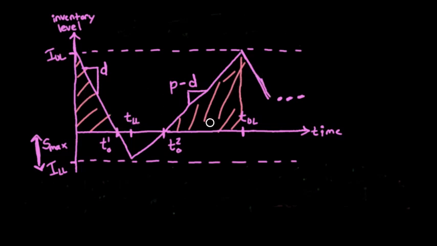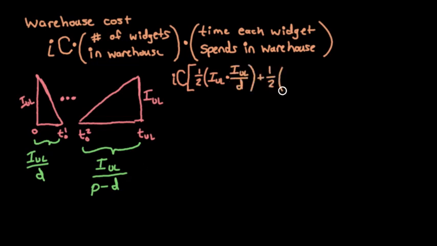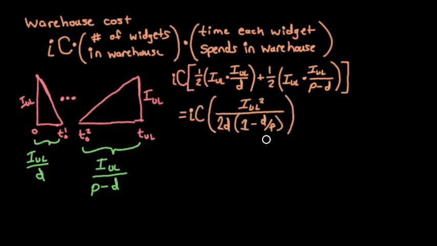So again, we have two different triangles, which I'll redraw on the other slide. I know you remember that this time here was I_UL over D. And you also remember that this time here was I_UL over P minus D. Add the area of the other triangle, and then a ton of really fun algebra, to get this expression here.